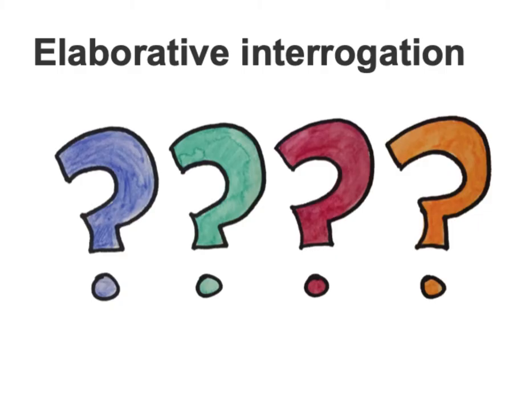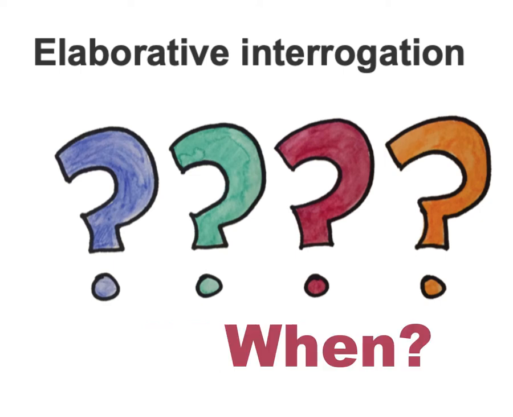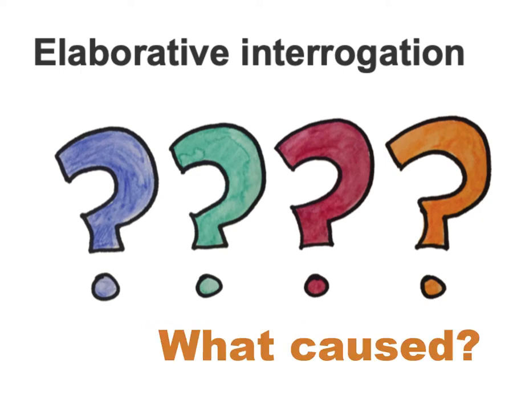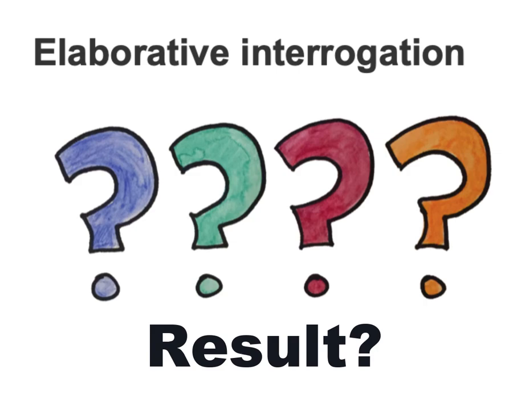A specific method of elaboration that we can use is called elaborative interrogation. Now, the word interrogation means to question, so when you use elaborative interrogation, you ask yourself questions about how and why things work, and then you produce the answers to those questions. The specific questions that you need to ask yourself depend in part on the topics that you're studying, but generally, we look at how does this work? Why does this happen? When did this happen? Or what caused this? And then what's the result of this?